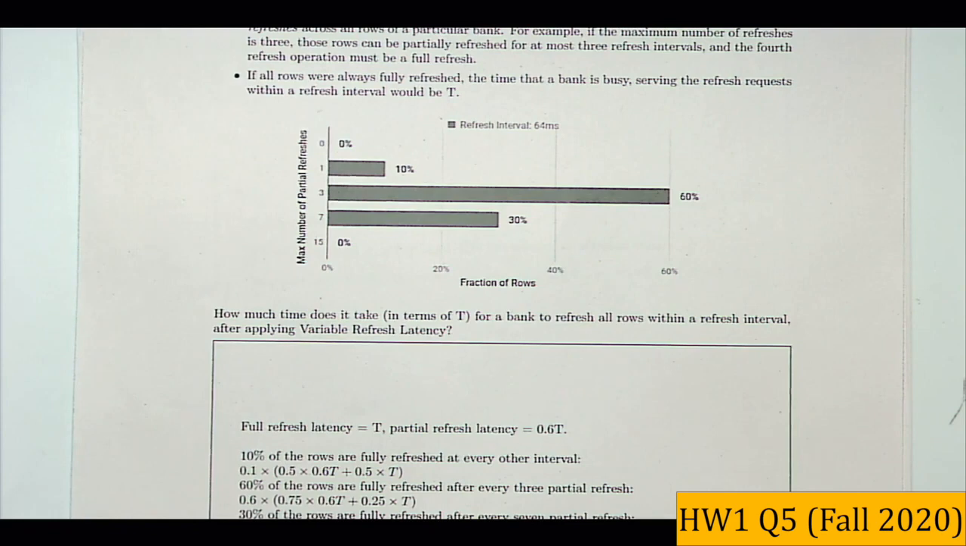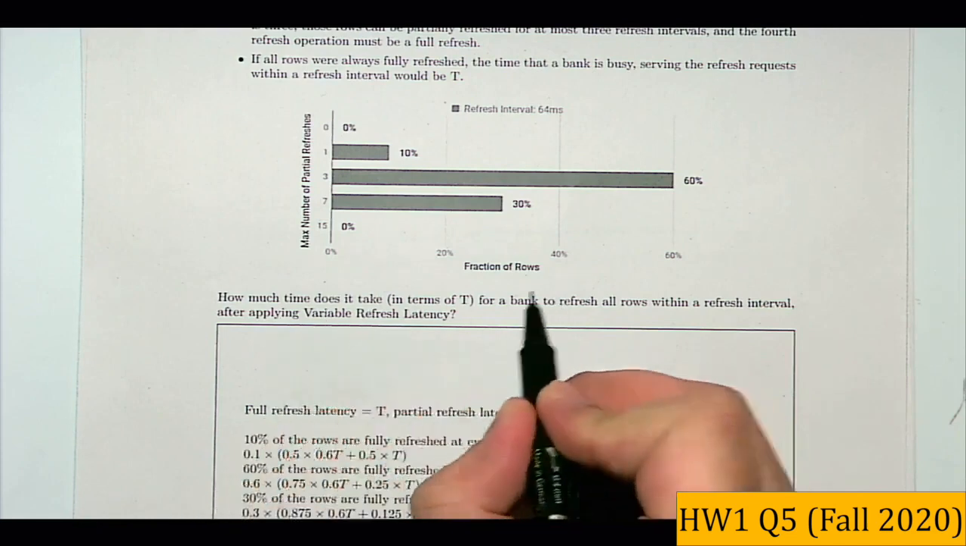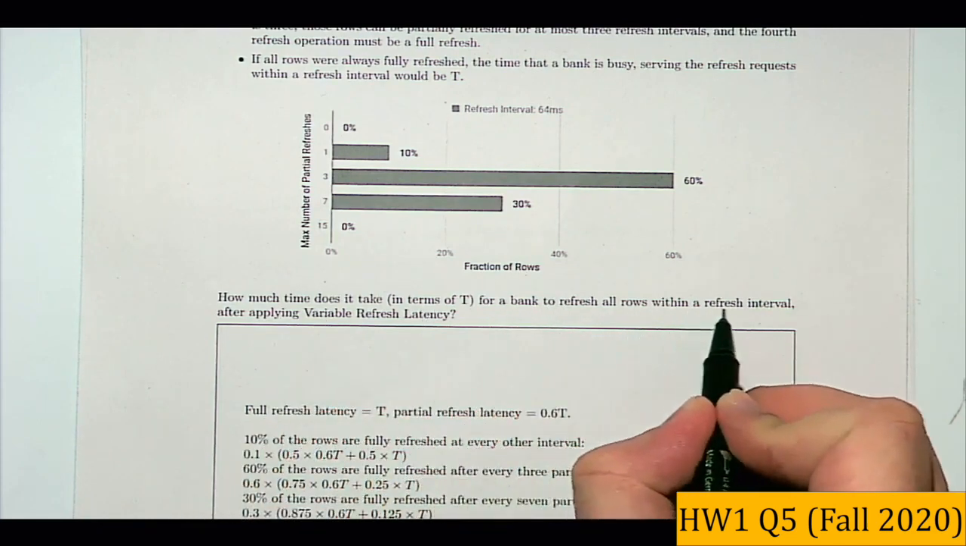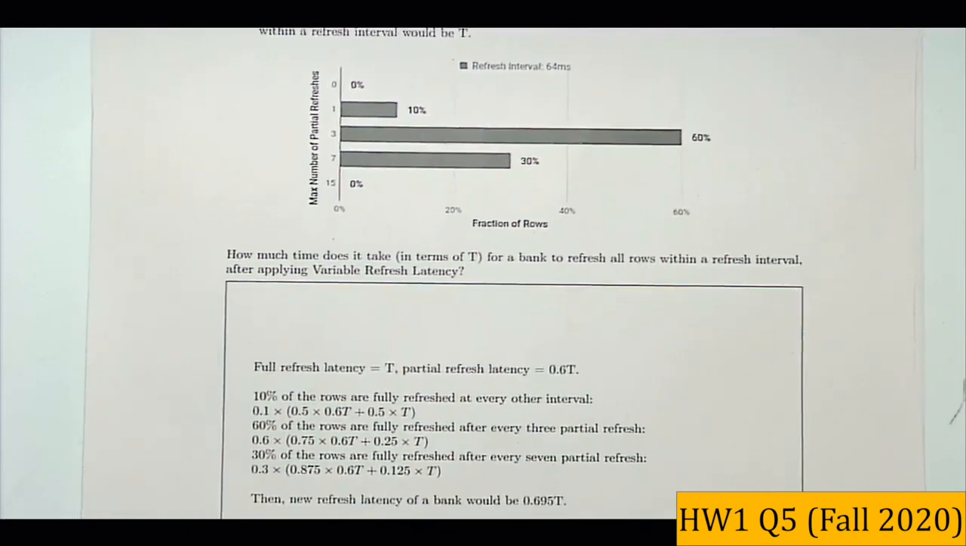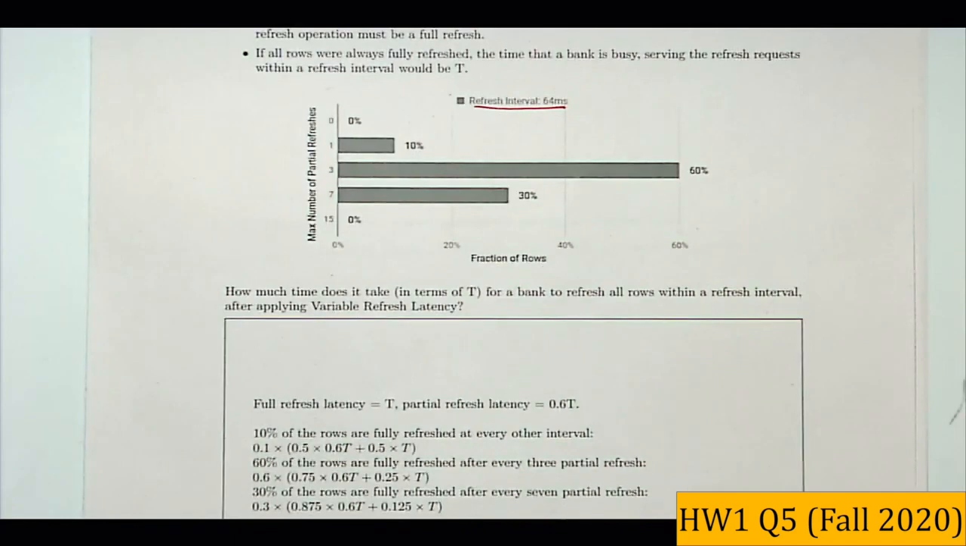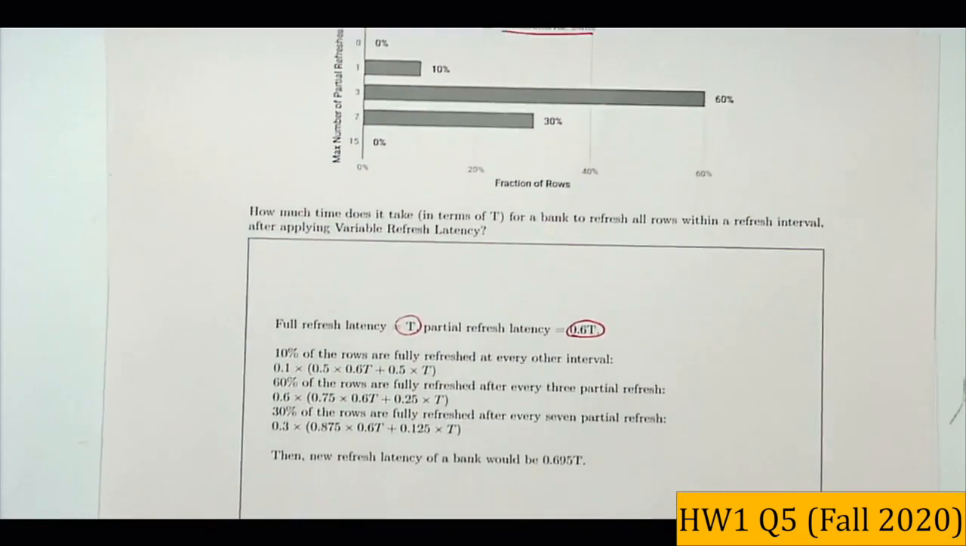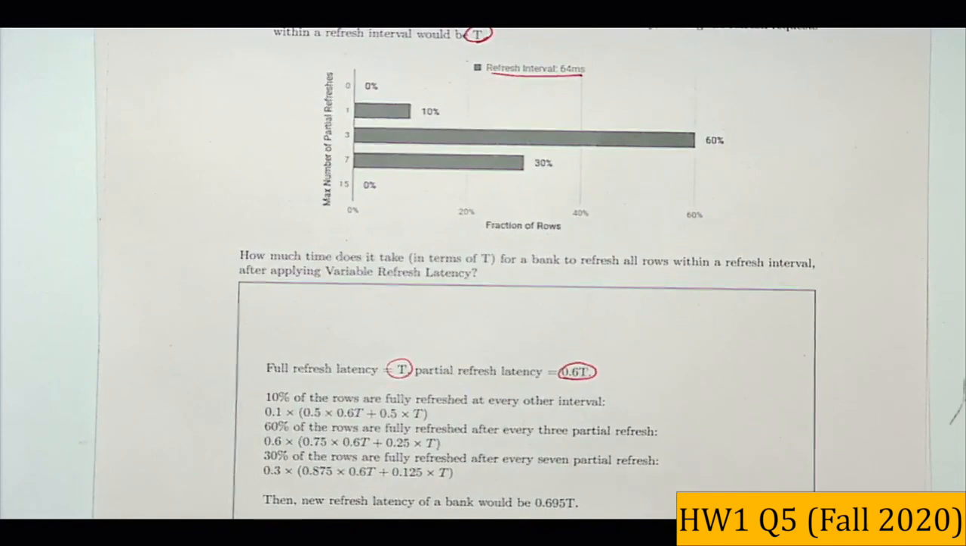And here, what we need to calculate is how much time it takes for a bank to refresh all rows within a refresh interval, right? Here, we only have one single refresh interval, which is 64 milliseconds. And our refresh latency, the full refresh latency, is described as T, and the partial refresh is 0.60, 60% of that, right? Okay, so what we do here is actually just multiply and add them up.